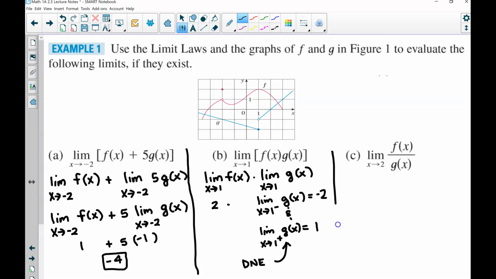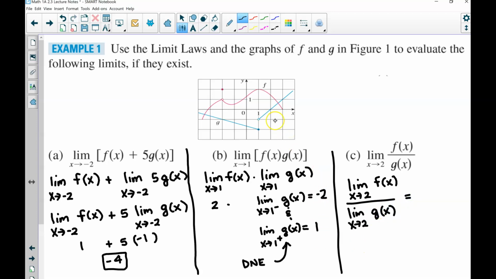Okay, now let's take a look at C. Now this is the quotient law. Okay, so again, using the quotient law, we would say that the limit of the numerator as x approaches 2 of f of x, and then we're going to divide that by the limit as x approaches 2 of g of x.